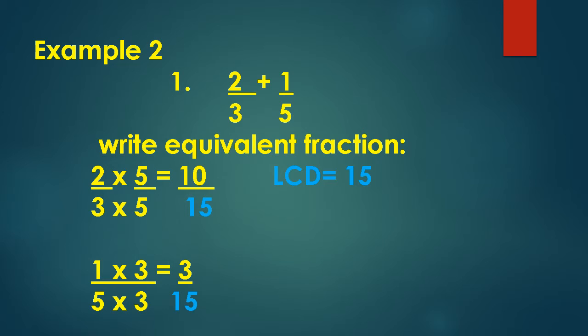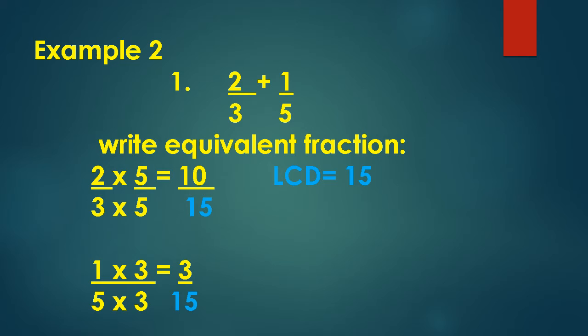Next, example number 2. 2/3 plus 1/5. We are going to find the LCD. So the LCD is 15. Then we can write the equivalent fraction. So 2/3: 2 times 5 is equal to 10, and 3 times 5 is equal to 15. So we write the equivalent fraction of 2/3 as 10/15.